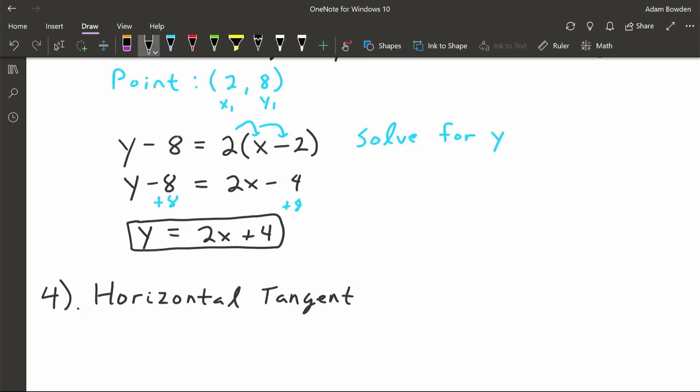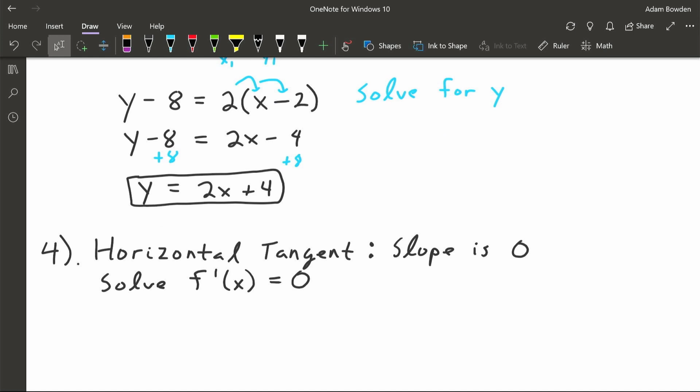Now the next part asks us to solve for where the tangent line is horizontal. The thing to know about horizontal is the slope is 0. And if the slope is 0, that means the derivative is 0. So we want to basically solve the derivative f prime of x equal to 0. And that'll tell us where the slope is 0.